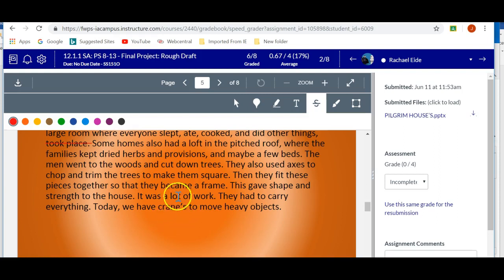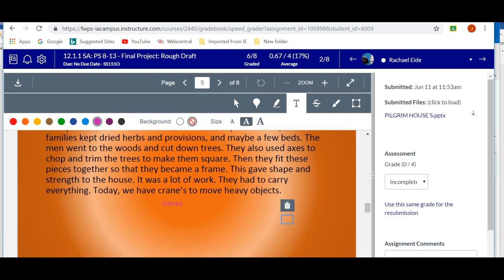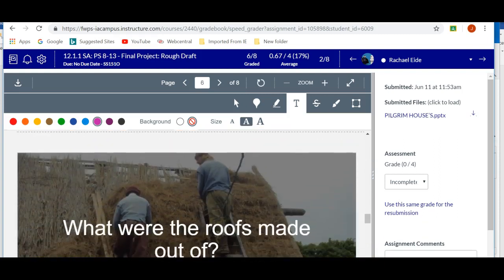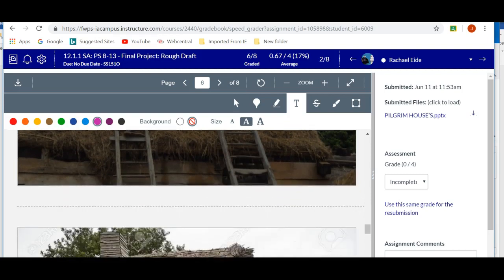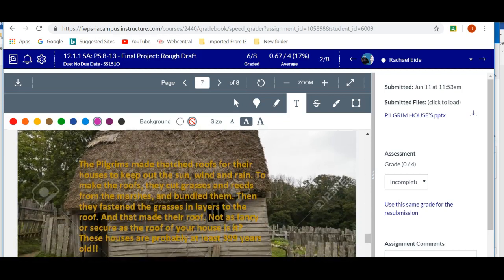We are going to take out the apostrophe and just write C-R-A-N-E-S, okay? Because we are not signifying possession. We are just writing the plural of cranes. Okay, on to the next slide, which is a good picture, and then what were the roofs made out of? Okay.